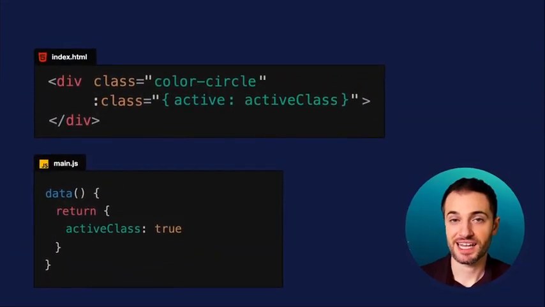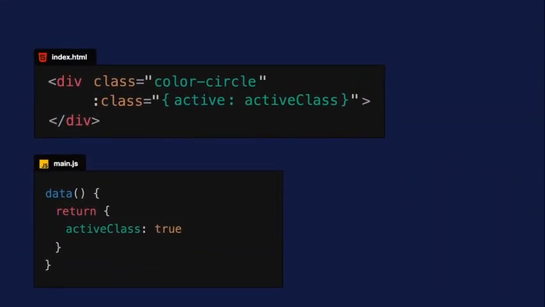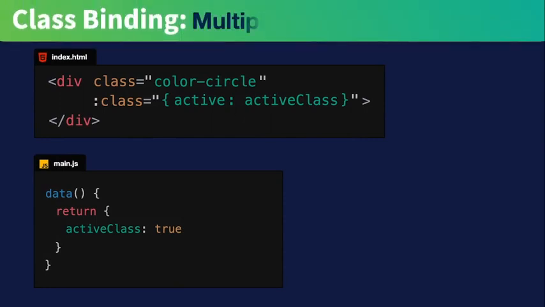When getting started with class binding, there are some things to note. For example, what happens when we already have an existing class, such as color circle, and we wanted to conditionally add an active class based on the truthiness of activeClass within our data? Let's look at this example.